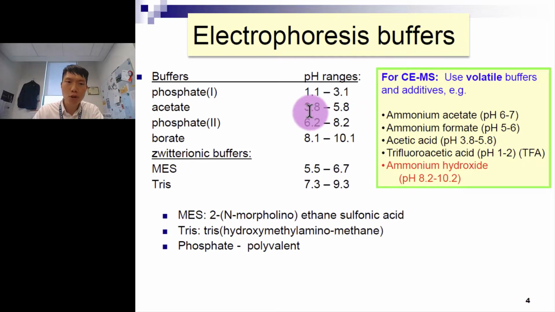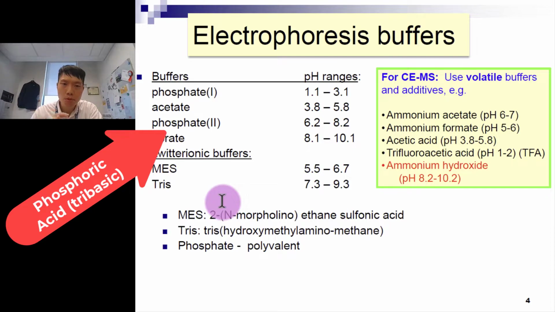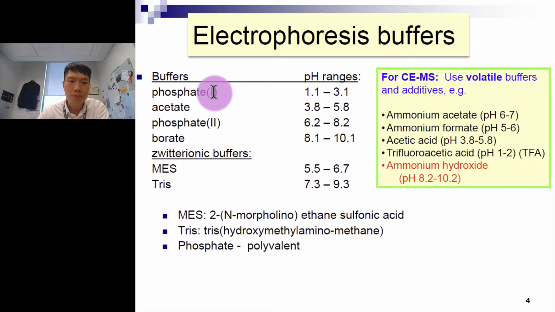Some of the buffers commonly used in CE are your phosphate 1. This is under the acidic range, 1.1 to 3.1, acetate, phosphate 2, borate, right? And why are there even two kinds of phosphate? Because phosphate comes from phosphoric acid, that's a tribasic acid, so there are 3 dissociation points. Now, when there are 3 dissociation points, the pH range is different. So here we're talking about the most acidic side of the phosphate group.